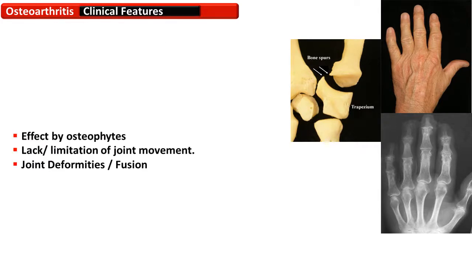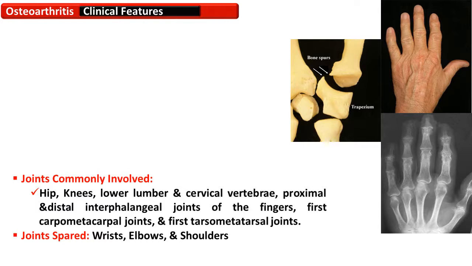Then there are effects of the osteophytes, in which there is nerve root compression, which results in radicular pain, spasm of the muscle supplied by that particular nerve, atrophy of the muscle, or neurological deficit. Then there is limitation of joint movement. Joint deformities develop over time, but fusion usually doesn't occur. The commonly affected joints are hip, knee, lower lumbar and cervical vertebrae, proximal and distal interphalangeal joints of the fingers, first carpometacarpal joints, and first metatarsophalangeal joint. The few joints of the body spared from osteoarthritis are wrist, elbow and shoulder.